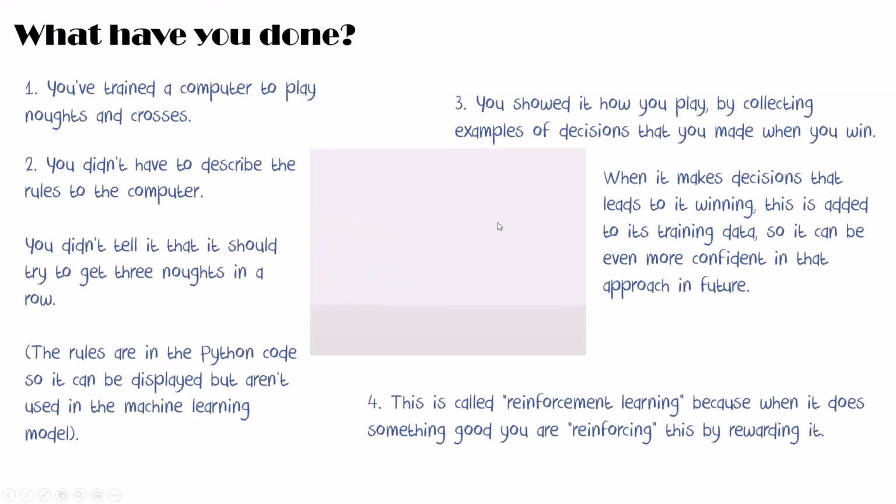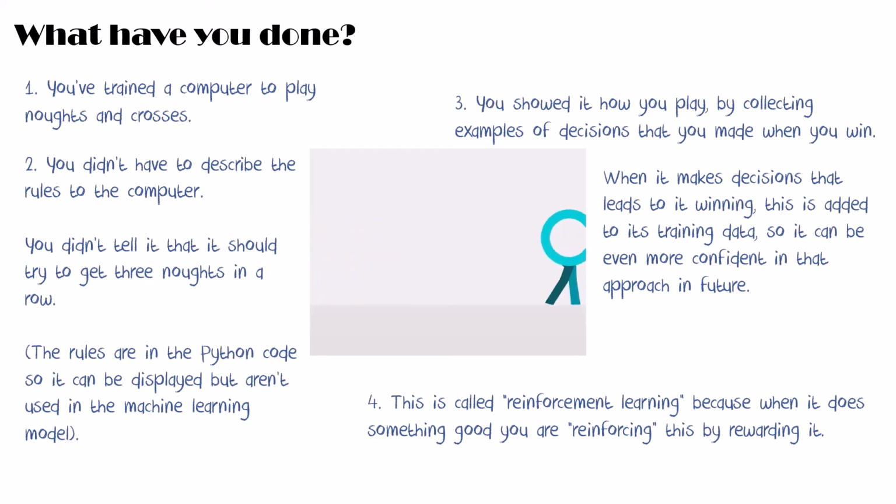So after doing all these things with coding, with playing, you can ask what we have done. You have trained the computer to play Noughts and Crosses. You didn't have to describe the rules to the computer. You didn't tell it that it should try to get 3 noughts in a row. The rules are in Python code, so they can be displayed but aren't used in the machine learning model. So you showed it how you play by collecting examples of decisions that you made when you win.